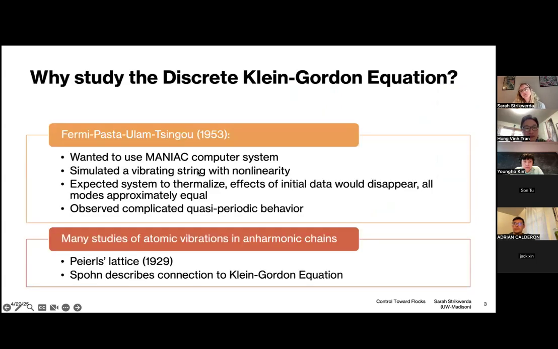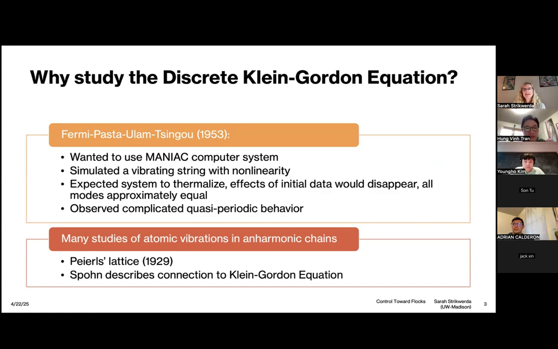So why study this discrete Klein-Gordon equation? This goes back a ways. Back in 1953, Fermi, Pasta, Ulam, and Tsingou, they had access to this computer system, and they really wanted to find a problem that would be interesting to solve on the computer system. And so they decided to simulate a vibrating string with a nonlinearity. And what they expected to see from the computer system was that the system would thermalize and the effects of the initial data would disappear. So all of the modes would end up being approximately equal, but they actually observed some very complicated quasi-periodic behavior.